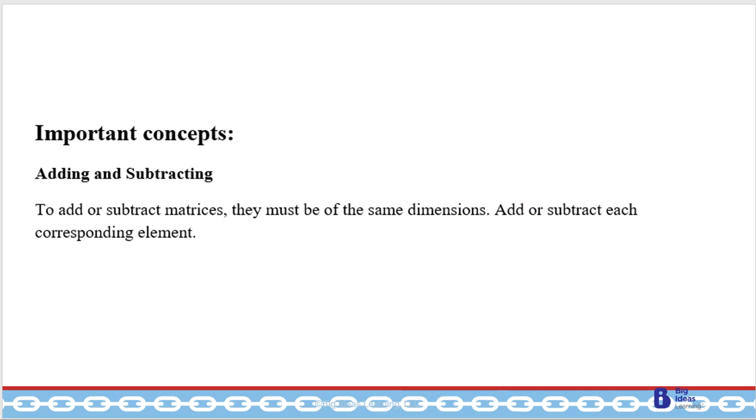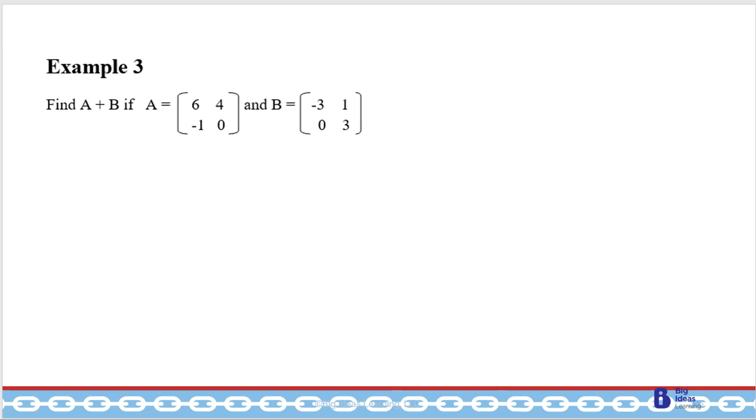So when we are adding and subtracting matrices, the first thing we have to check is, do they have the same dimensions? If they don't have the same dimensions, you can't add them. If they do have the same dimensions, you add or subtract the corresponding elements. So you match up the terms, and you add or subtract them.